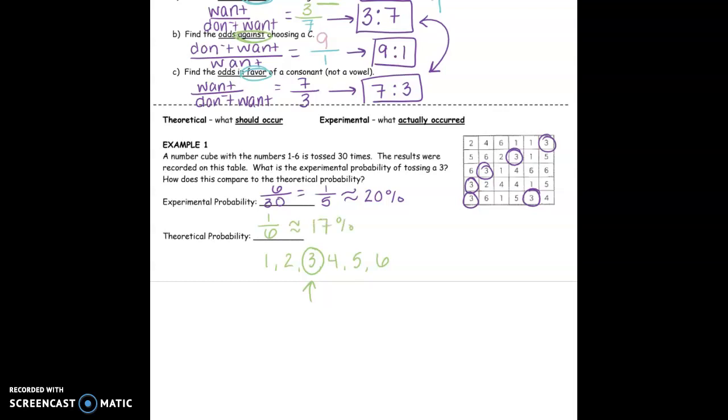So then it says, how does this compare to the theoretical probability? The experimental is greater than the theoretical. So in practice, when you actually did it, you actually got a higher chance of it happening.